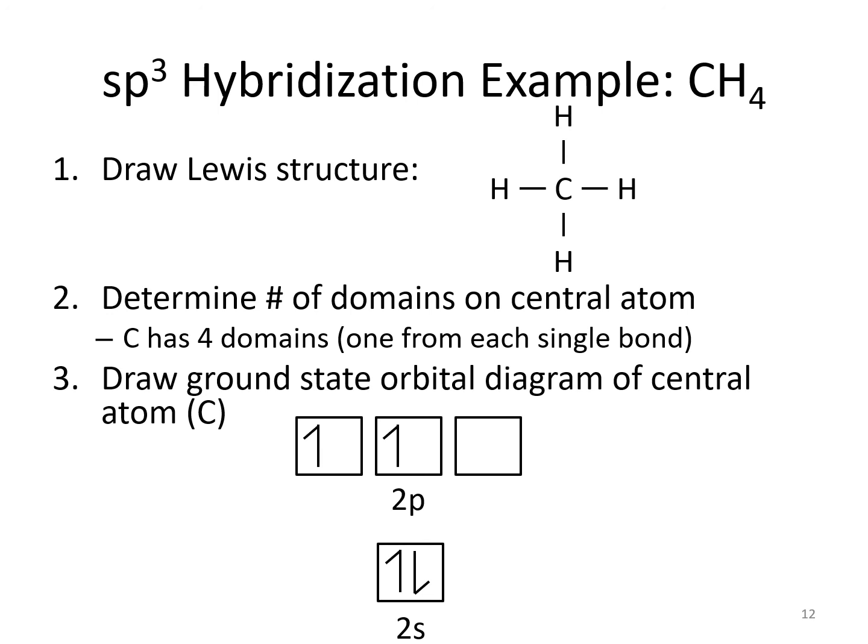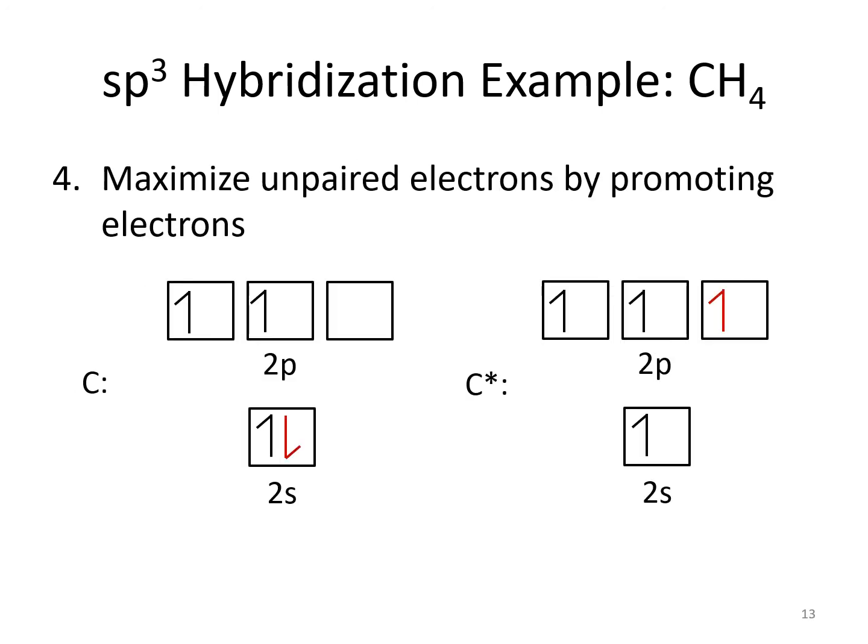The 2 electrons in the p orbitals go in unpaired because the p orbitals are the same energy as each other. Although we have some unpaired electrons, we don't have enough to make the 4 bonds, so we still need to maximize the unpaired electrons. We move an electron out of the 2s and into the empty 2p orbital.